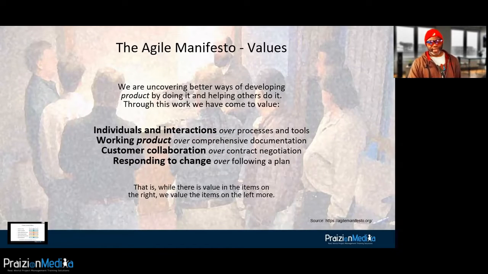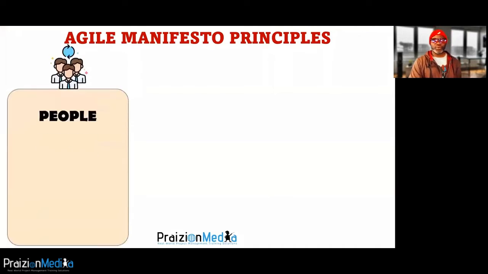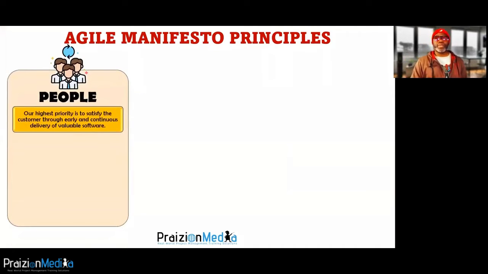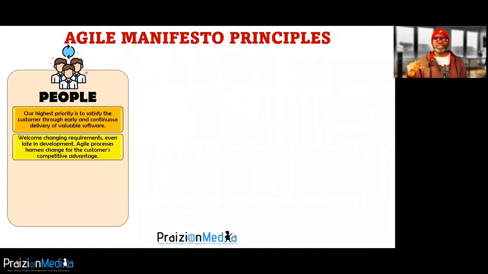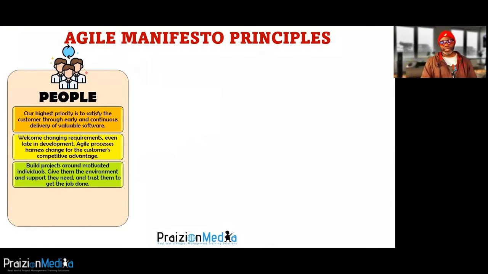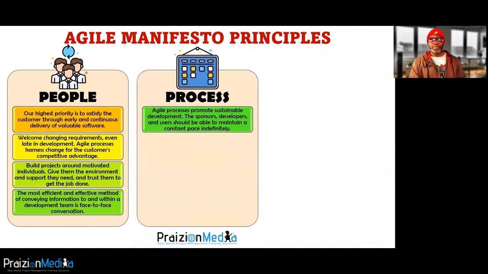Now, on top of that, there's also an understanding of the principles, and I'm going to give you a different spin for the Agile Manifesto principles. I break them into people principles. Our highest priority is to satisfy the customer. Welcome changing requirements so that you can add value to your customer and enable them to harness change for their competitive advantage. Build projects around motivated individuals. The most efficient and effective method of communicating is face-to-face conversation.